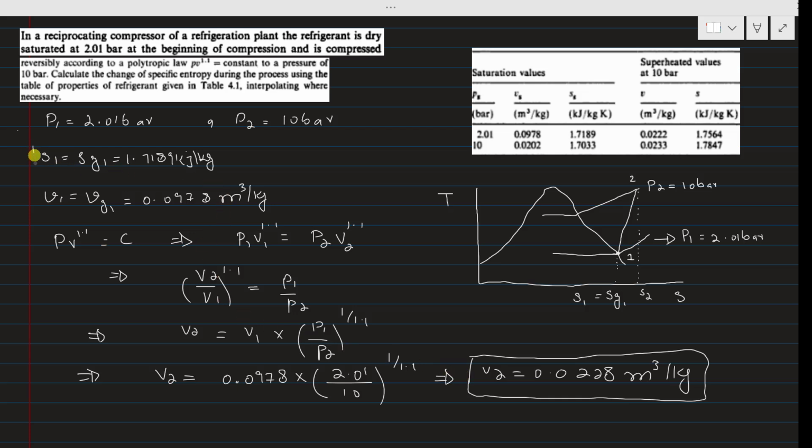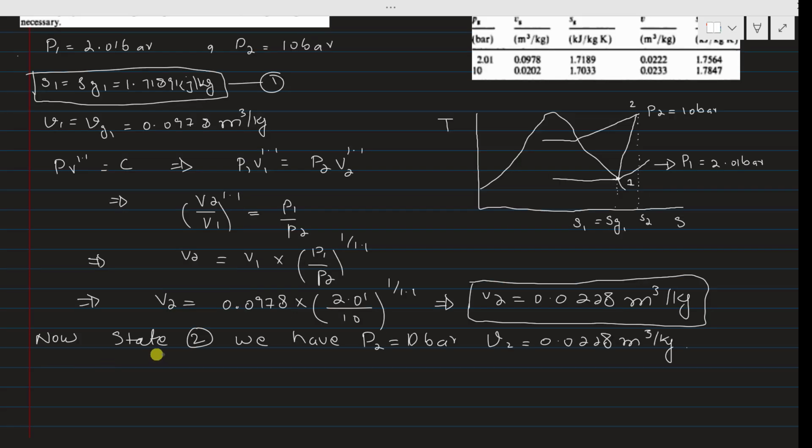The entropy at the first state has been determined earlier. Now at state point 2 we have pressure P2, that is 10 bar, and specific volume 0.0228 meter cube per kg. So we have two independent properties. On that basis we can conclude that state point 2 lies in the superheated region. At 10 bar the corresponding V2 value is not available in the table, so for that we need to find the entropy.